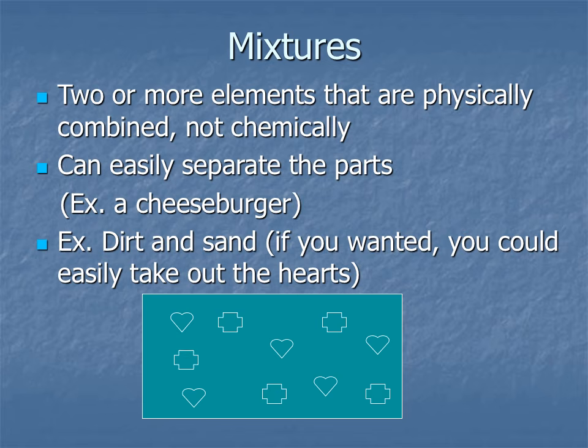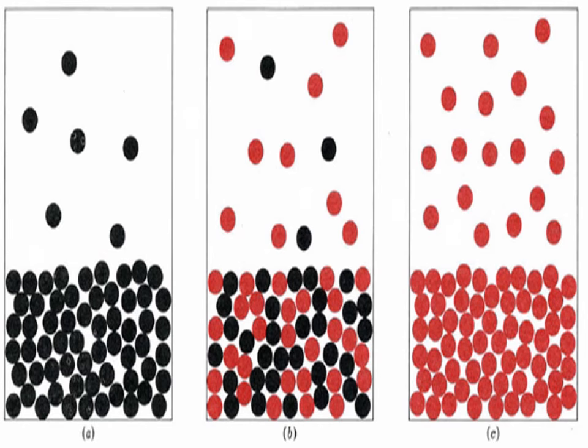All right, mixtures. So two or more elements that are physically combined, not chemically. That's the difference between a mixture and a compound. Mixtures, you can take them apart. So I like to use salad as an example. If you don't like tomatoes, you can take the tomatoes out of the salad. They're not chemically in the salad. A cheeseburger, you can take the pickles off of it if you don't like pickles. Dirt and sand, you could sift out the sand from the dirt. And in the picture below, you could easily take out the hearts if you didn't want the hearts in there. Those are all mixtures.